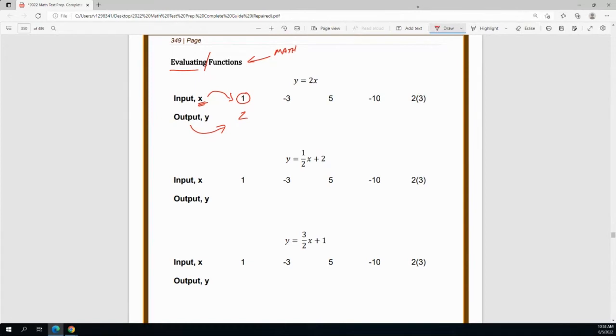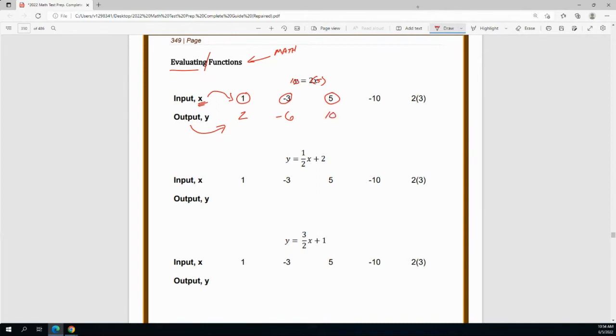The next input is a -3. Well, if I replace x with -3, let's see what y would be. 2 times -3 is 6. In fact, it's -6. So that means my output would be -6. Let's do it again. The next input is a 5. So 2 times 5 is 10. There we go. And that's how that works.